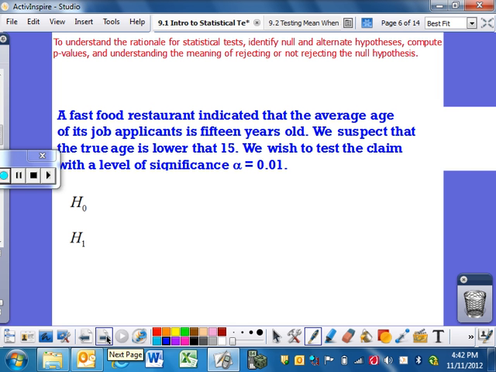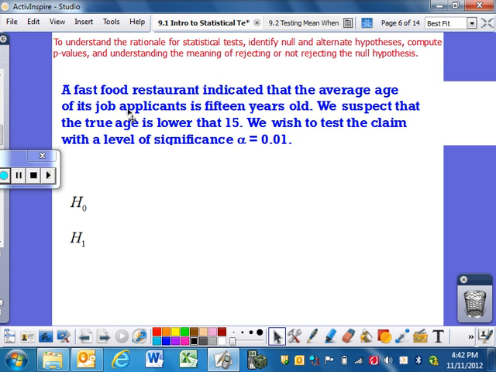So, just another example. I want you to just figure out what's the null and what's the alternate hypothesis. A fast food restaurant indicates the age of its job applicants is 15 years old, and we suspect that the true age is lower than that. And we want to test the claim at a 1% level of significance. So this is kind of the problem that you're going to read. When they say this level of significance at 1%, that's how much error we're going to have. This is my magic number.